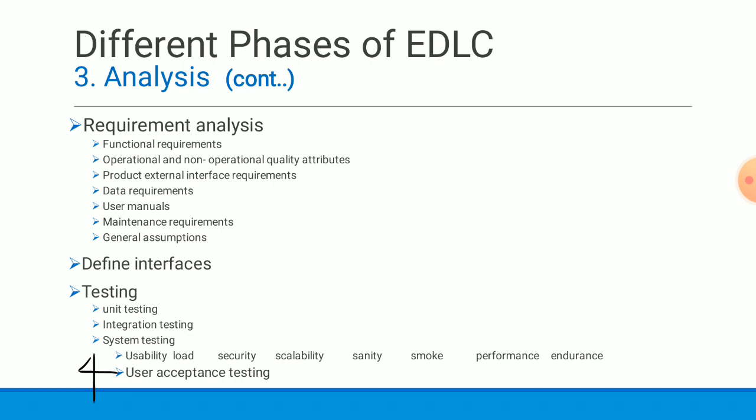So first one is unit testing, second one integration, third one system, and last one is user acceptance testing, testing the product to ensure that it meets all the requirements of the end user, that is called user acceptance testing.